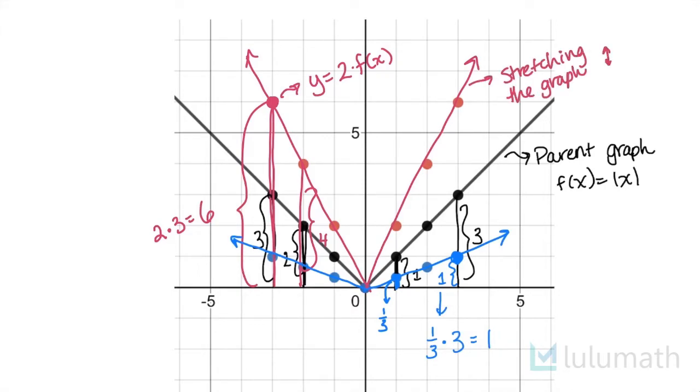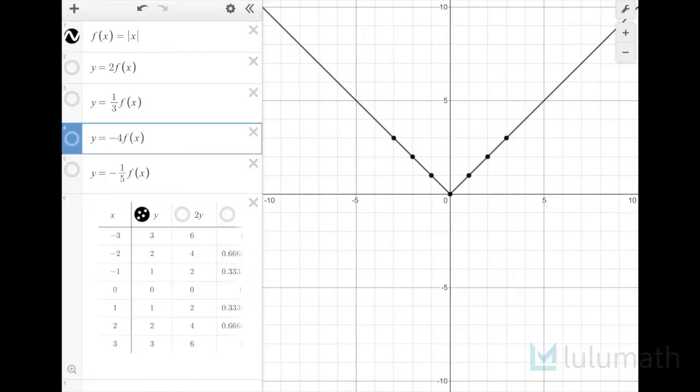And because it's only my y values that are being affected, it's being stretched vertically. And here, it's getting pushed down. We call this a compression. It is compressing the graph. And again, it's vertically compressing it. Okay, so now let's see what happens when we have an a value that is negative.